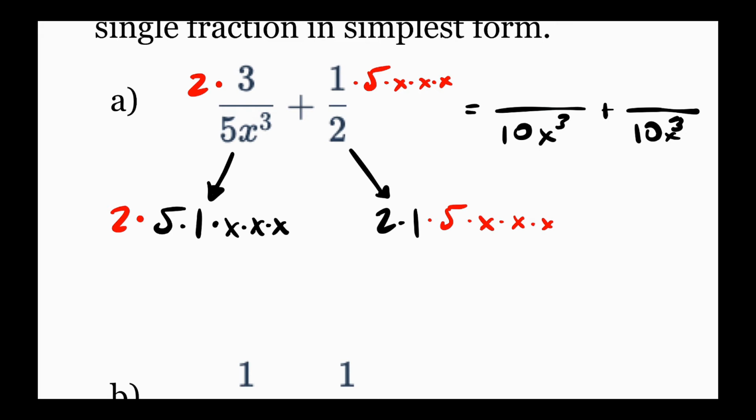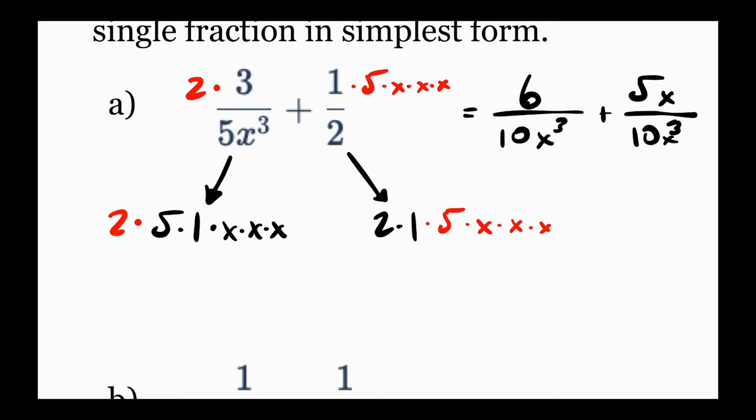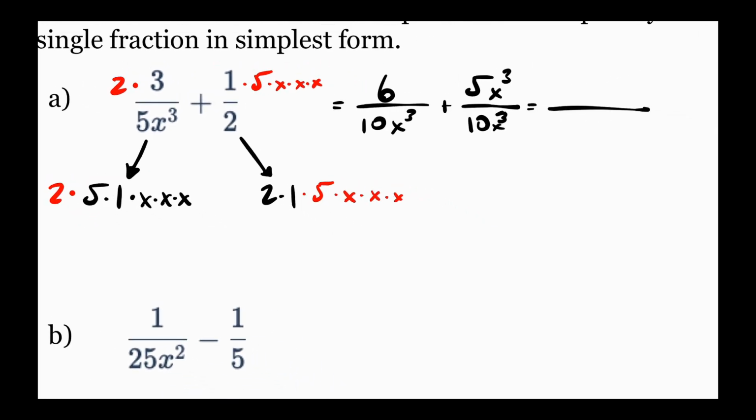So now the numerators, the tops. So I had to include a 2 over here, so it's 2 times 3 now, which is 6. Over here, I had to include quite a bit. I had to include a 5 and 3 x's. So if I multiply 1 times 5, I get 5. And then I have x to the first, second, third power. So the common denominator now is 10x to the third power.